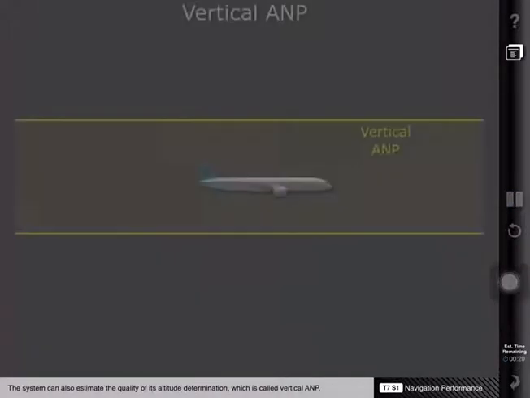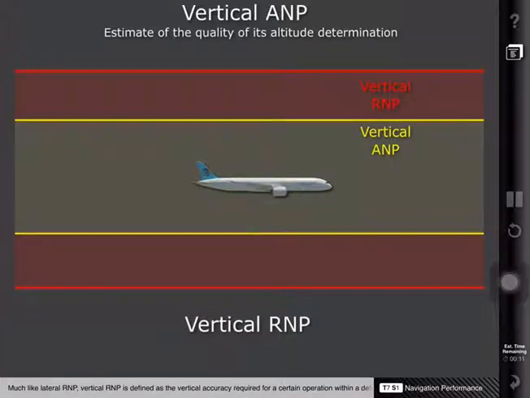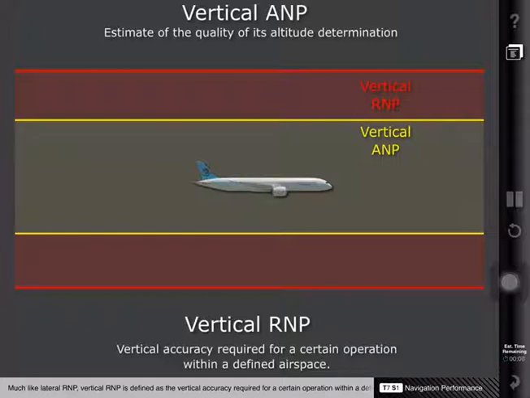The system can also estimate the quality of its altitude determination, which is called vertical ANP. Much like lateral RNP, vertical RNP is defined as the vertical accuracy required for a certain operation within a defined airspace.